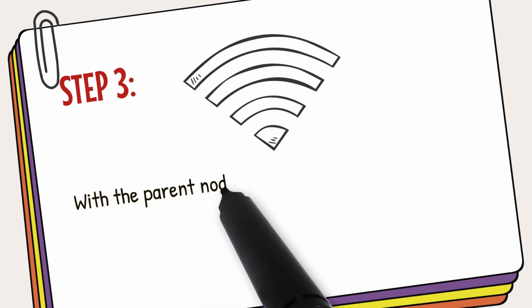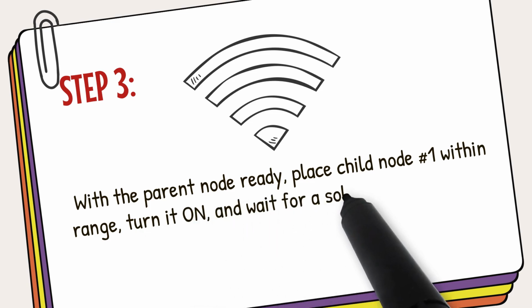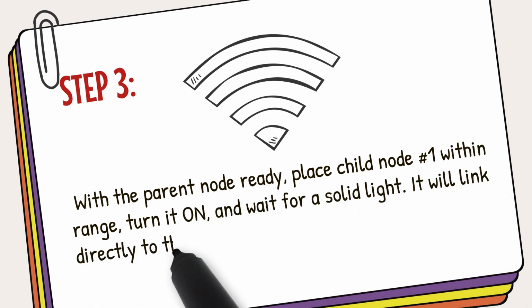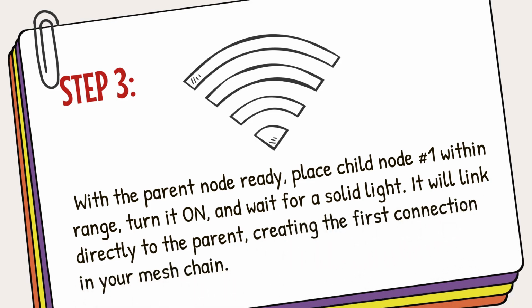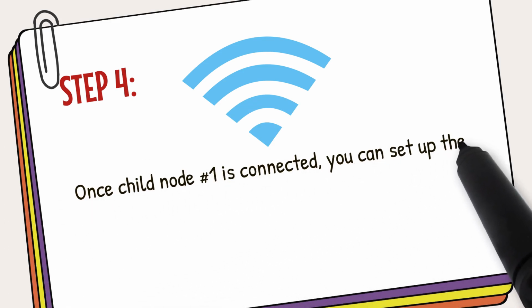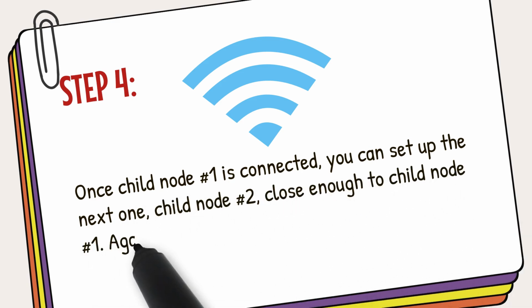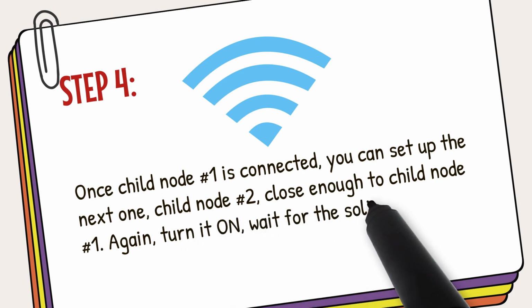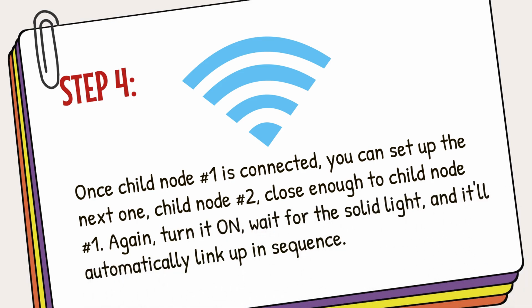With the parent node ready, place child node number 1 within range, turn it on, and wait for a solid light. It will link directly to the parent node, creating the first connection in your mesh chain. Once child node number 1 is connected, you can set up the next one, child node number 2, close enough to child node number 1. Again, turn it on, wait for the solid light, and it'll automatically link up in sequence.